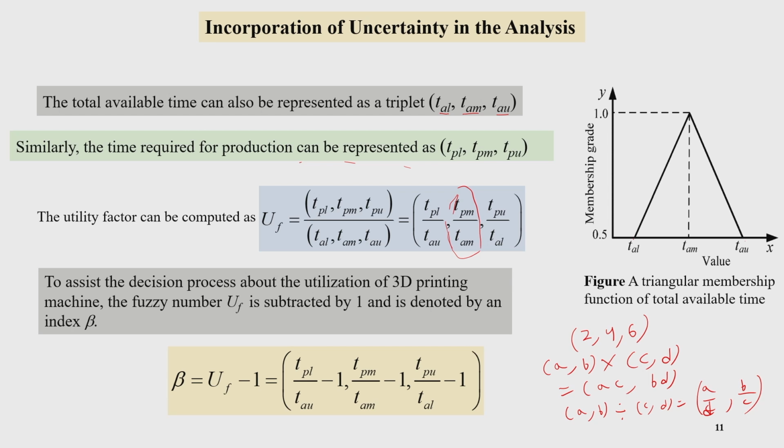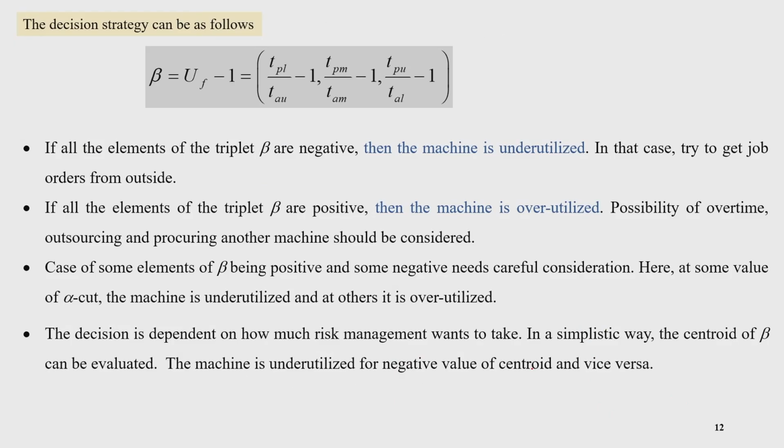To assist the decision process about the utilization of 3D printing, we know utilization factor 1 is better. So, we represent the fuzzy number UF subtracted by 1 and denote it by index beta. So, beta is equal to UF minus 1. We can subtract like that, and the decision strategy can then be given in terms of beta.